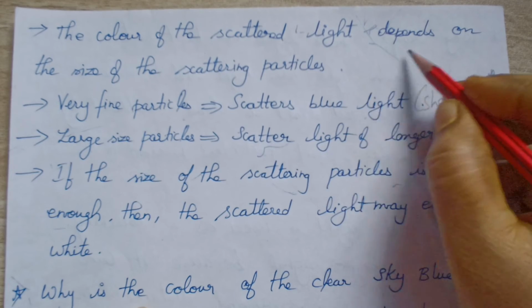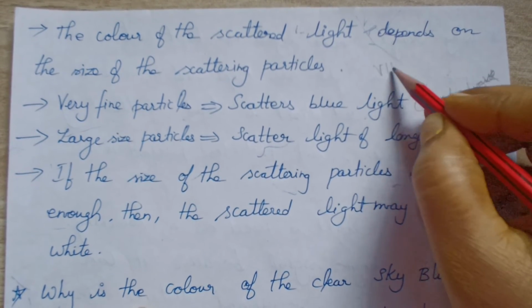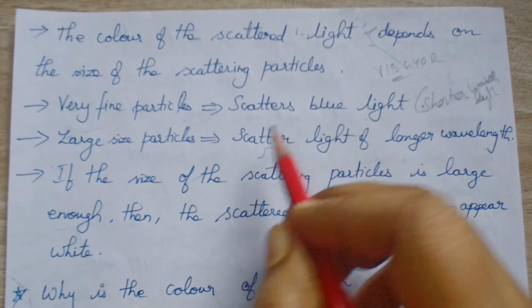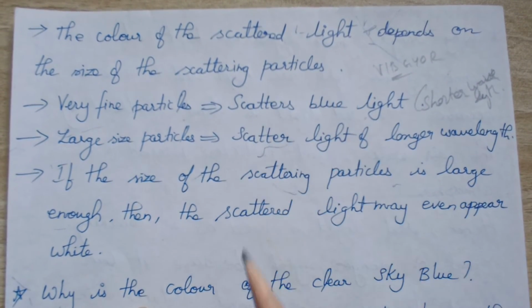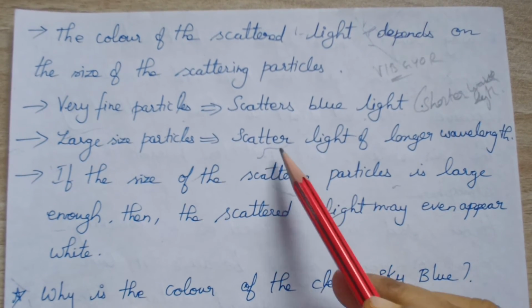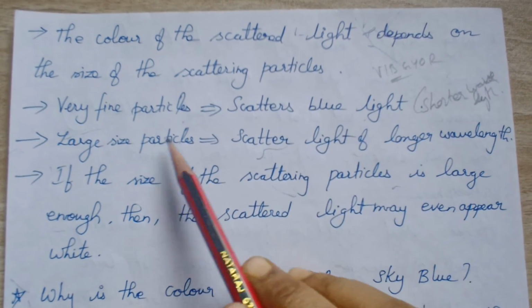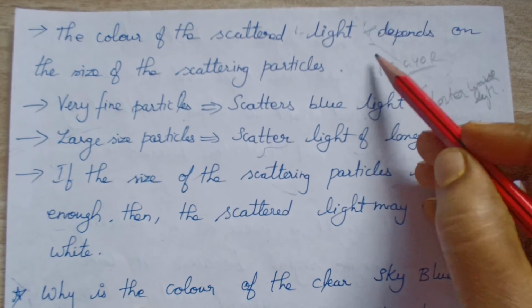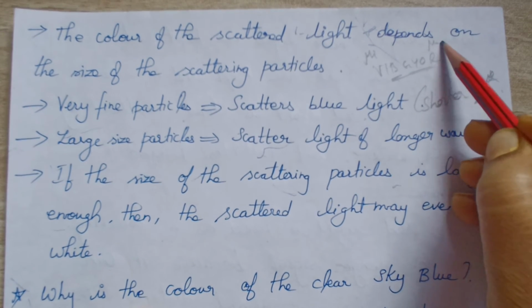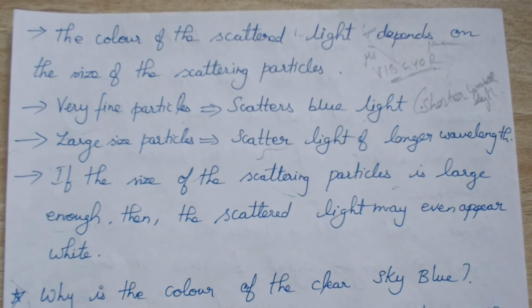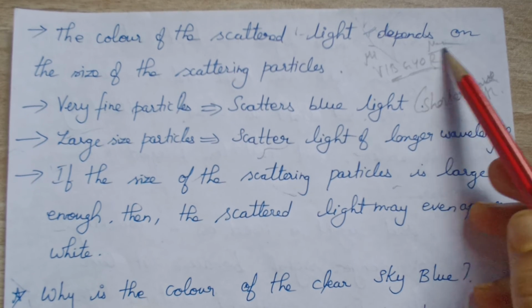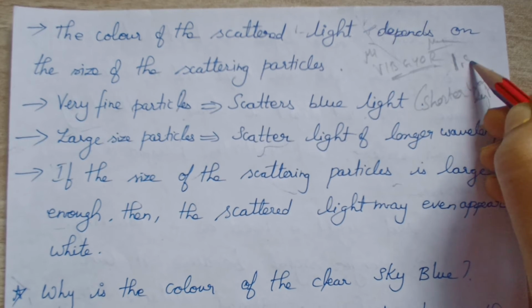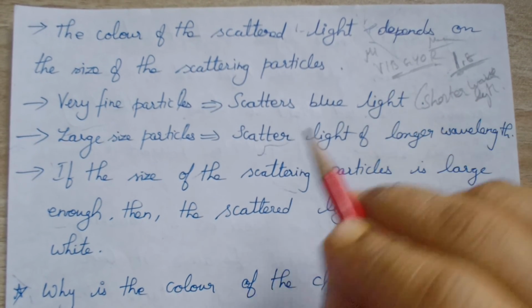You know this VIBGYOR, right? White light contains VIBGYOR. In that, the very fine particles scatter the blue light. Large size particles scatter light of longer wavelength. This is minimum wavelength, this is maximum wavelength. Red has the maximum wavelength, and it is actually 1.8 times longer than the violet rays.